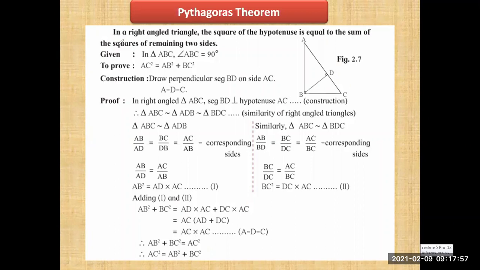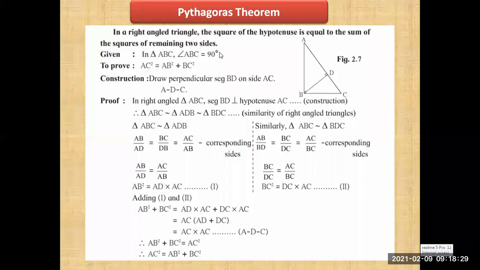Don't skip it. Go through it. In a right angle triangle, first write down the given condition, then write down what we have to prove, do the construction, and then consider the first triangle and triangle ABC, okay? Then consider the second one and again triangle ABC, write down their corresponding sides and use equation number 1, 2, add 1 and 2, you will get your proof, okay?